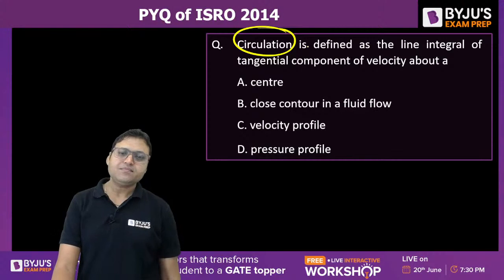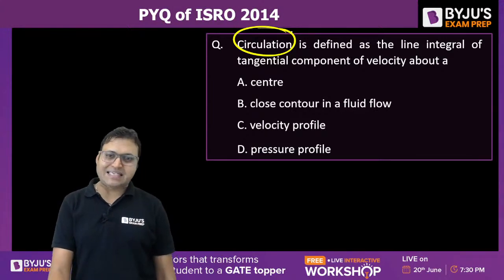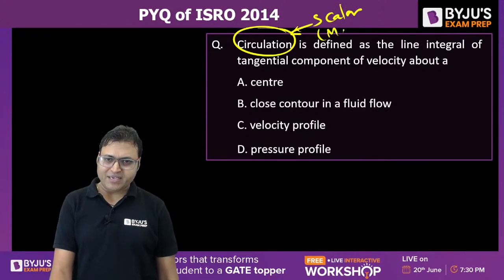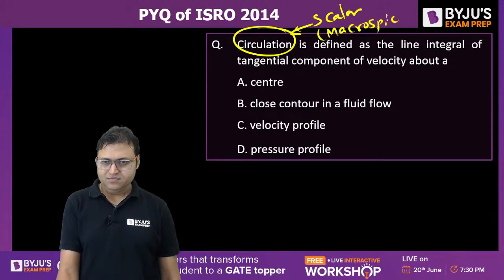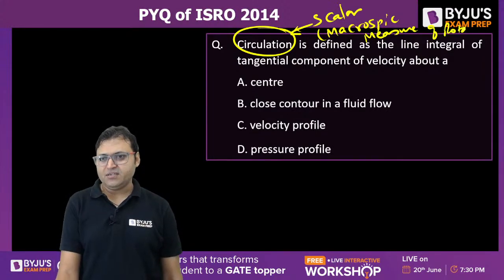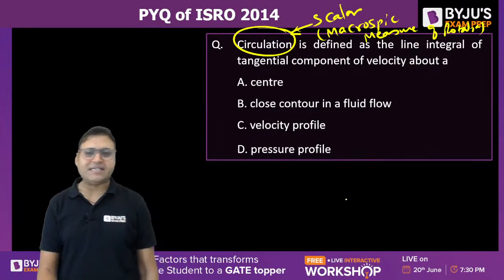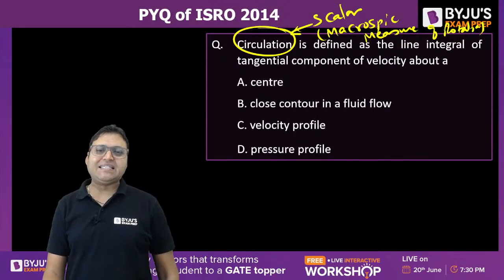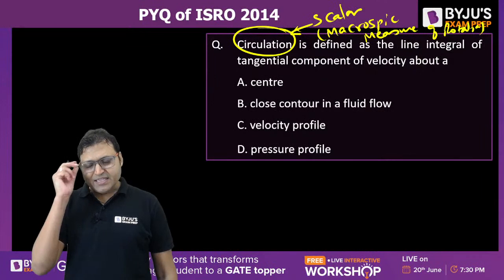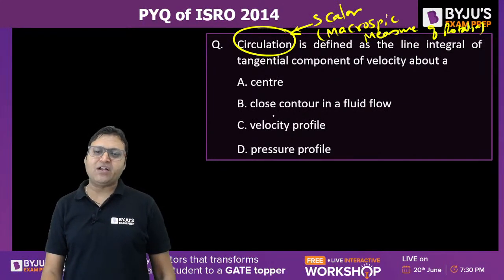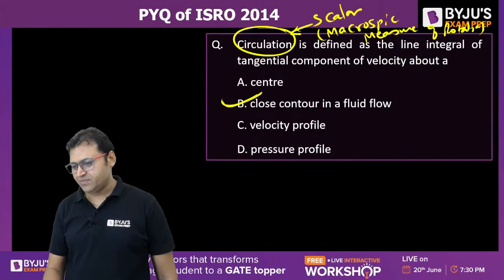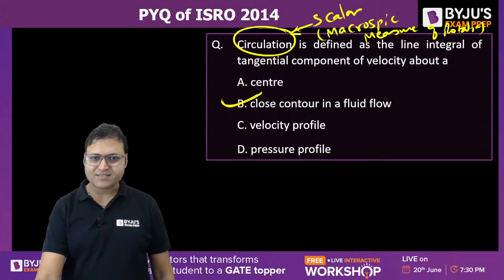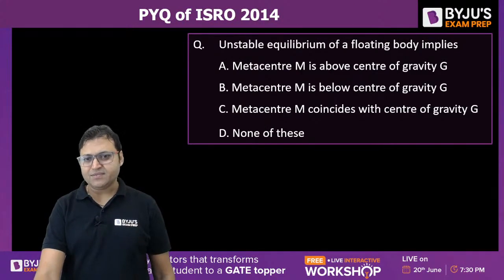Circulation is a scalar quantity. We can call it a macroscopic measure of rotation. What is circulation? That is vorticity into the area of the closed curve. It is about the closed curve. So the circulation is the line integral of the tangential component of velocity around a closed curve. Option B, yes. Nothing to explain here.